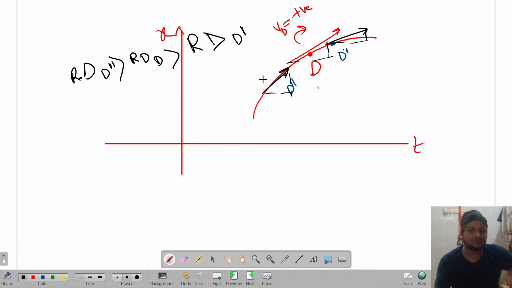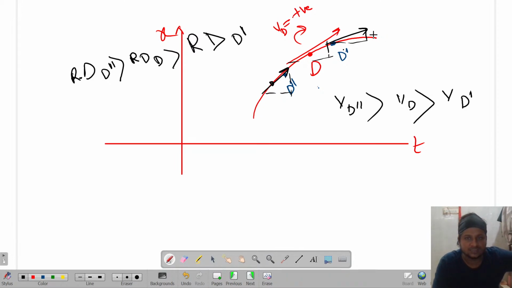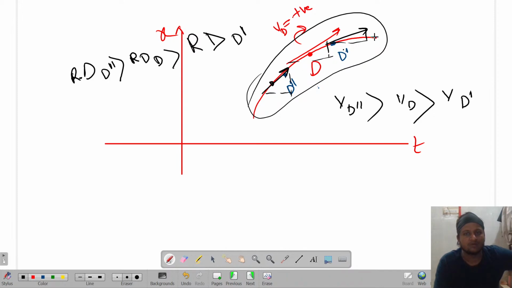Understood or not? So that means what? If I conclude about the velocity at point D prime, the velocity at point D, and the velocity at point D double prime, what is going to happen? What do you observe over here? The velocity at D double prime is much greater than the velocity at point D, and the velocity at point D prime is much less. So in this particular range, from here to here, your velocity is actually decreasing. That happens in the case of retardation.